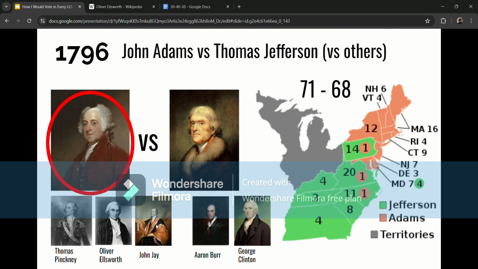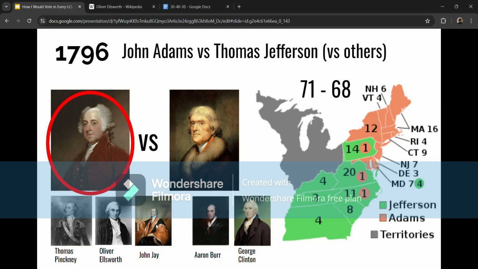And then there's John Jay, who, not only I feel was the most politically experienced at this time, as he was also a founding father. He wrote 5 of the Federalist Papers during the Constitutional Convention. But he was also the first Chief Justice of the United States.